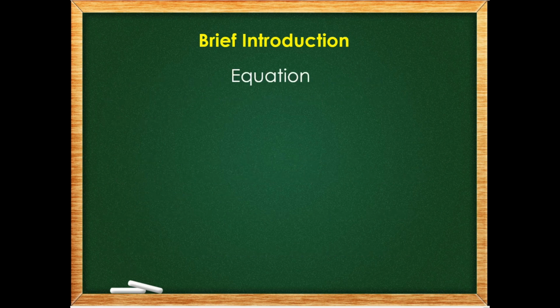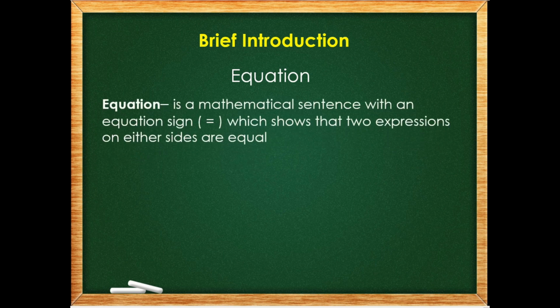Now let's define equation. An equation is a mathematical sentence with an equal sign, which shows that two expressions on either side are equal. Example of an equation is 4x minus 5 is equal to 6. Another example, 2y plus 3x is equal to 20 minus 5. Another example is 3 plus 2y is equal to 6. Again, an equation has an equal sign.